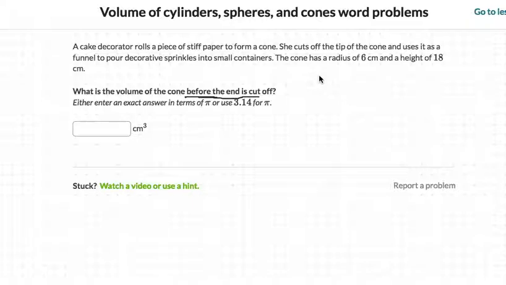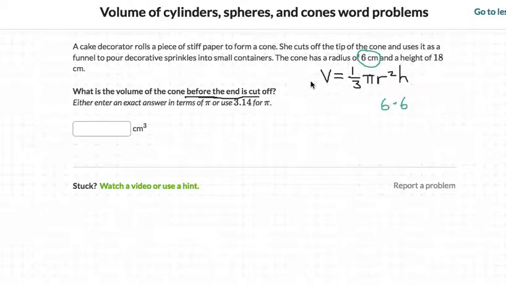So what we have here now is the volume of a cone is equal to 1/3 times pi times r squared times h. We're being told that the cone has a radius of 6 centimeters, so there's our 6 times 6, and a height of 18 centimeters. And once again, I keep forgetting the h right here. Don't forget the h for the volume of a cone. We are going to need to divide that by 3, of course.